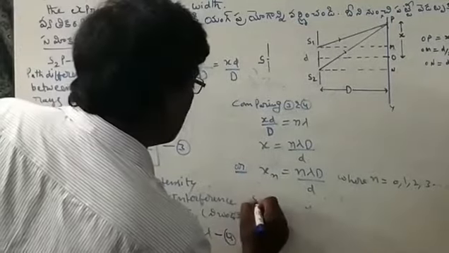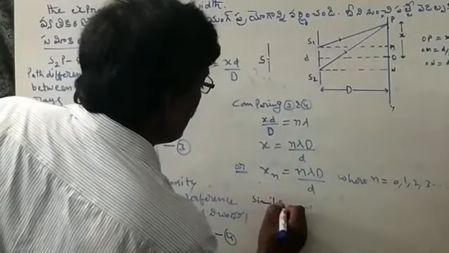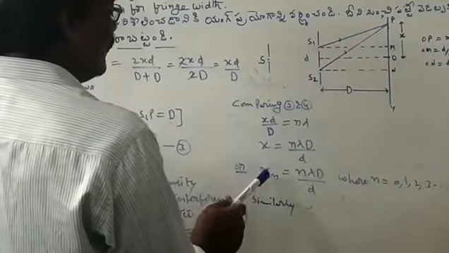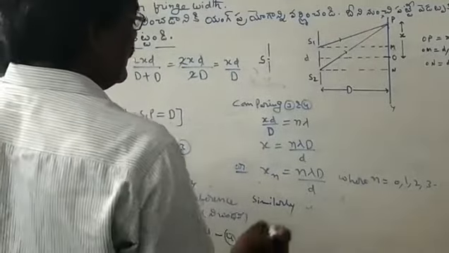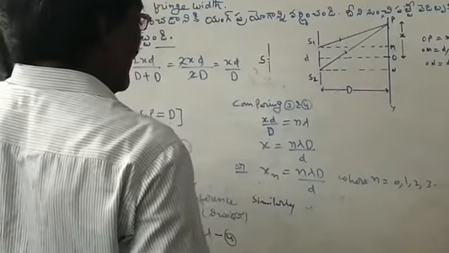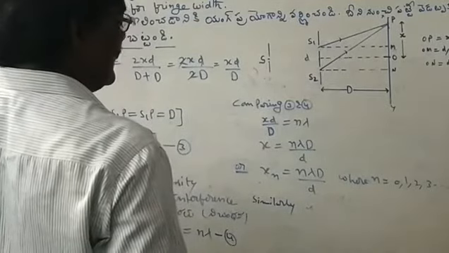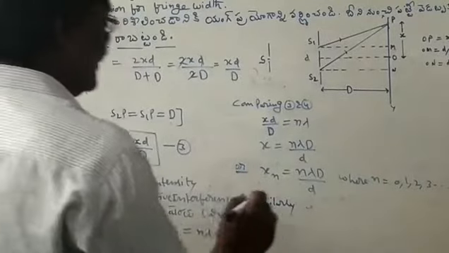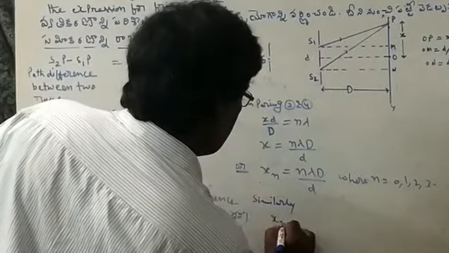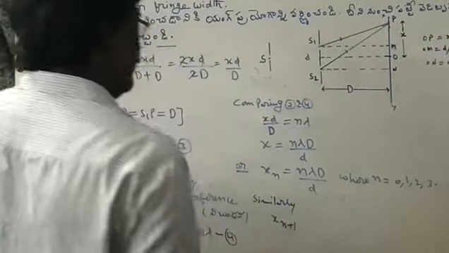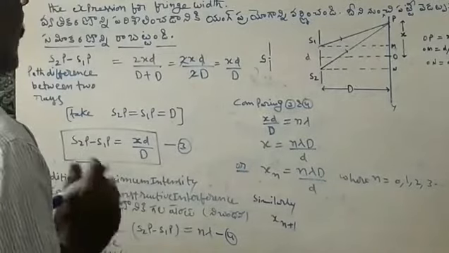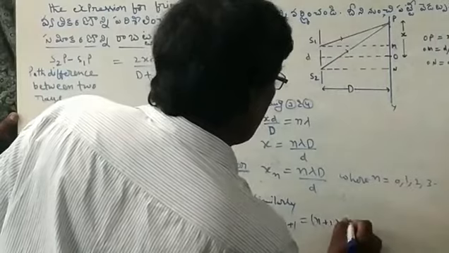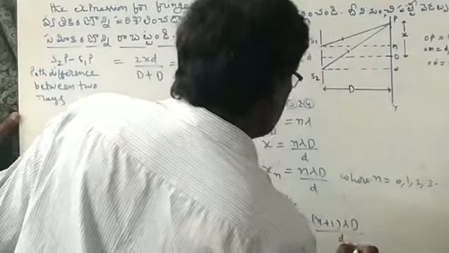Similarly, xn means the nth bright fringe formed at xn distance. Therefore, xn is equal to n lambda D by small d. Similarly, xn plus 1 means the n plus 1 fringe formed at n plus 1 into lambda D by small d distance.